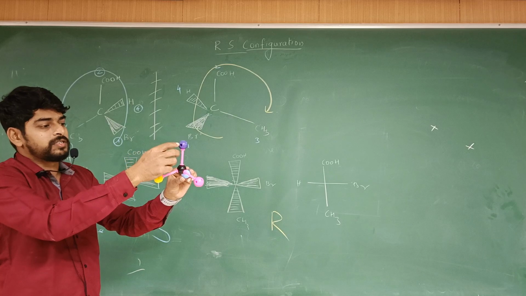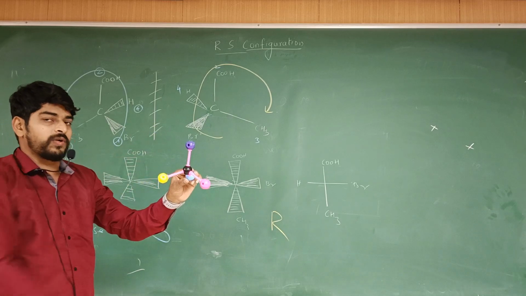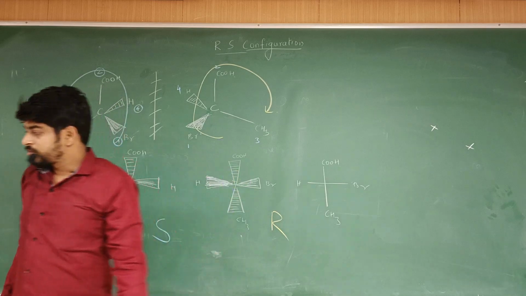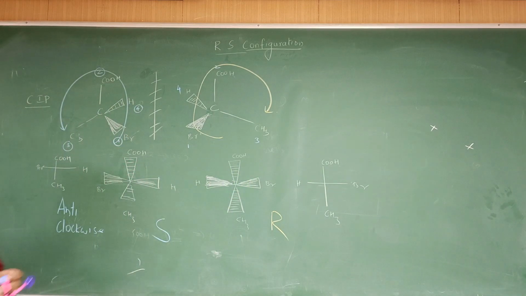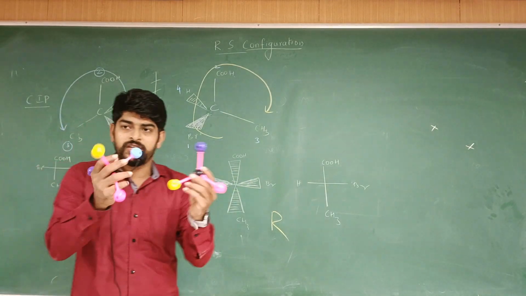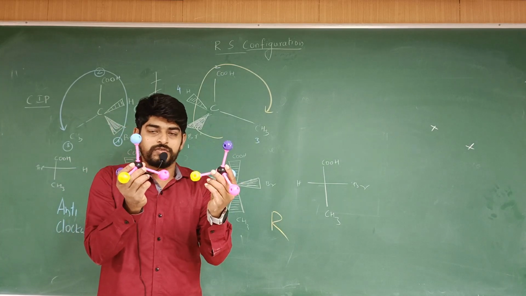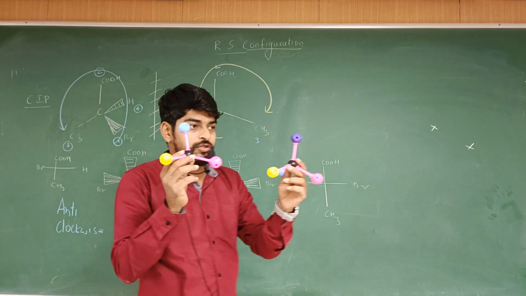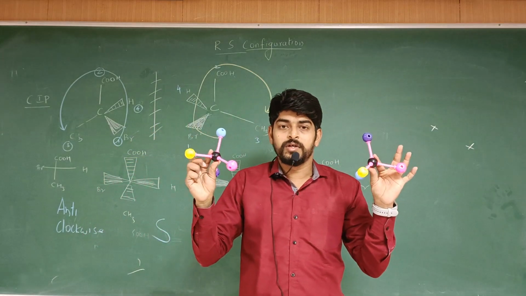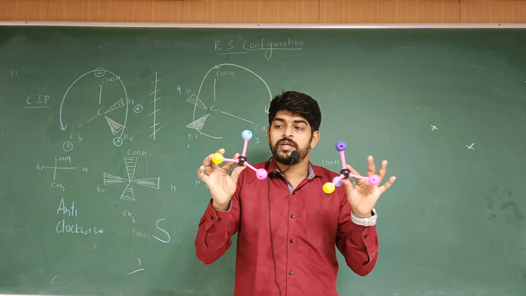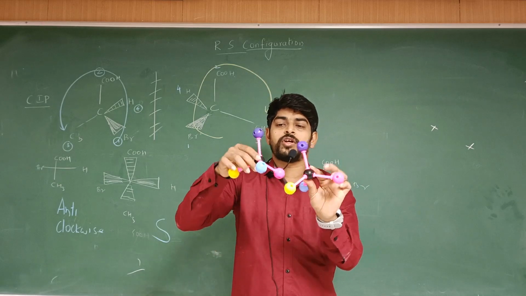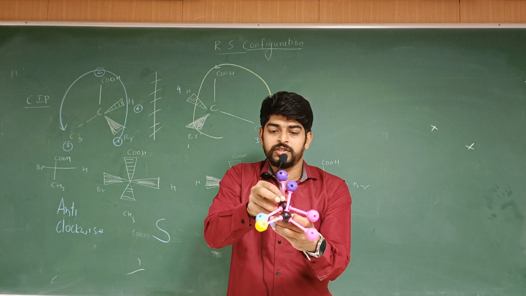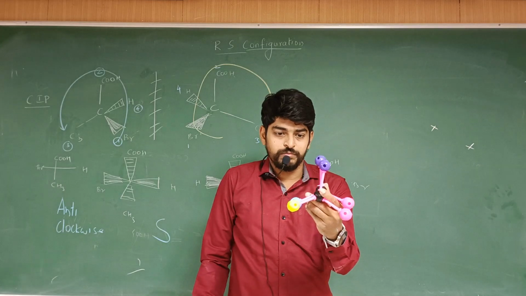Then bromine, COOH and CH3 are clockwise. If they are clockwise, then it is going to become R. So the configuration of R is different from S. Configuration means the orientation of the molecules in 3D space around this central carbon atom. The configuration of R is completely different from the configuration of S. R is not superimposable on S, you can check that. When I try to place one exactly on the other, R is not superimposable on S.